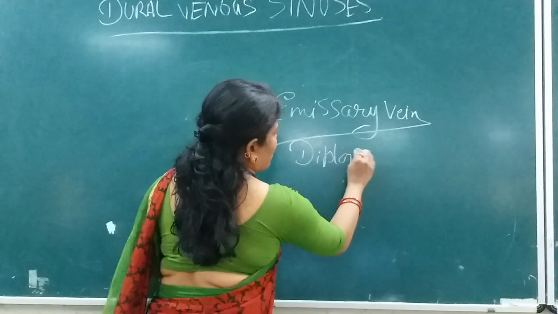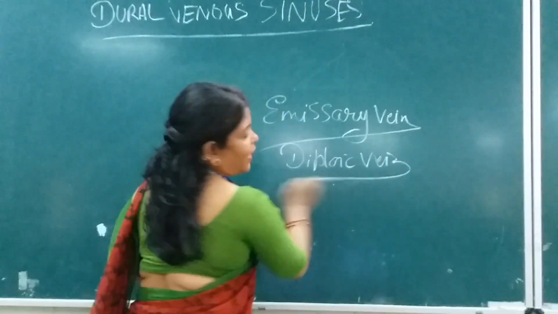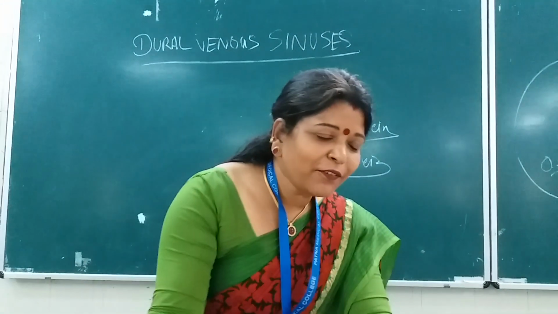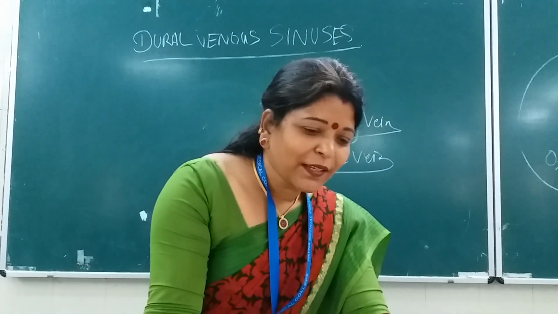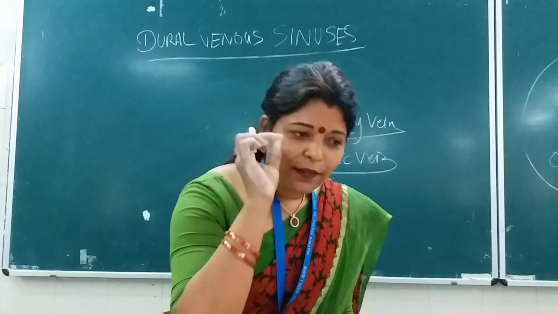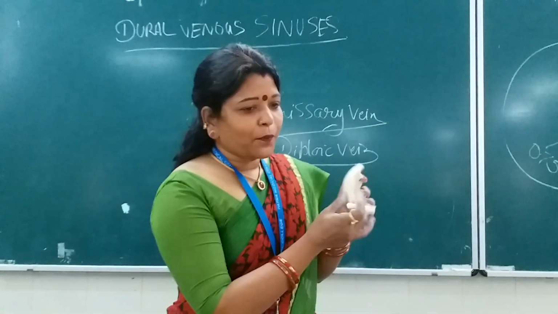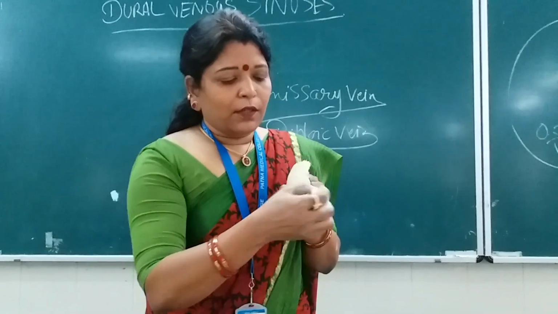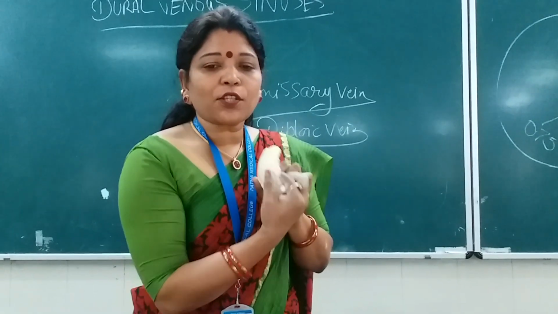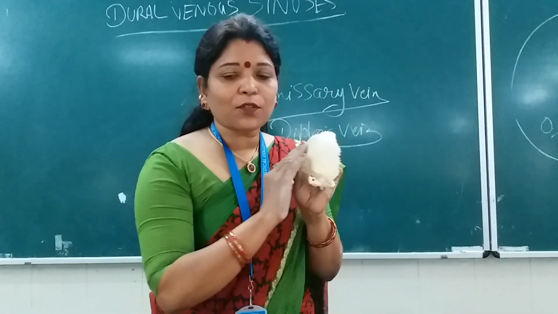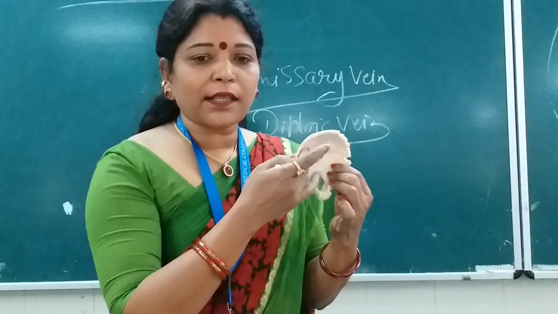Present in the skull bone. Very good. Present in the outer and inner table. Where is it present? Outer and inner table. Yes, very good. Look, this is the occipital bone. Look here. There is some thickness over here, the outer aspect and the inner aspect. This is known as the outer table and this is the inner table.